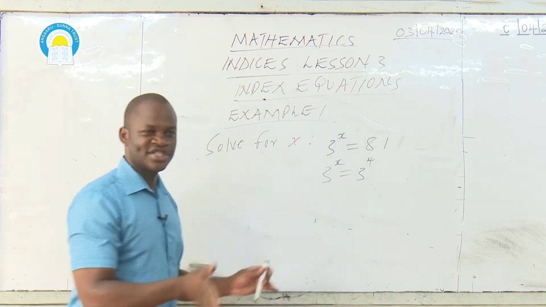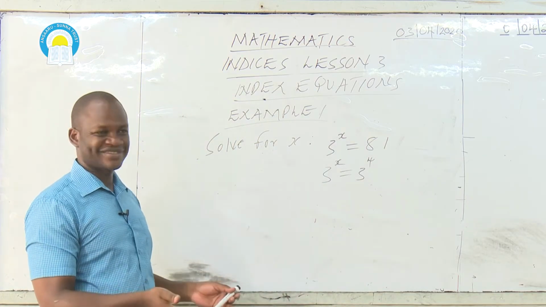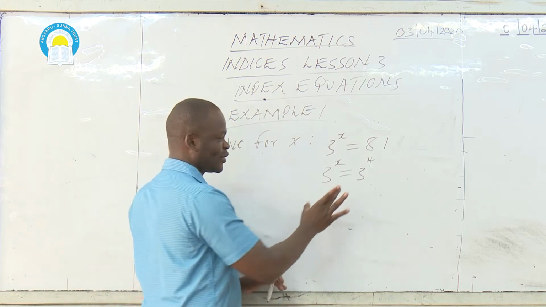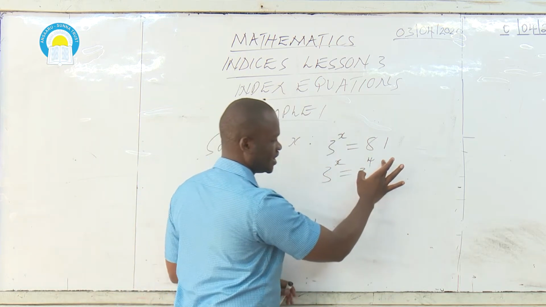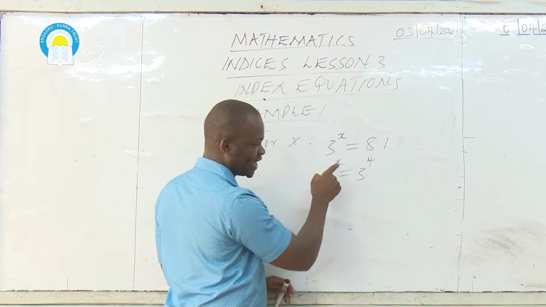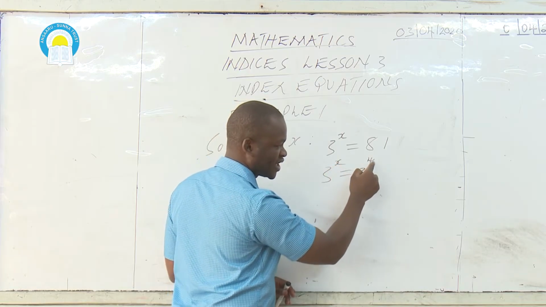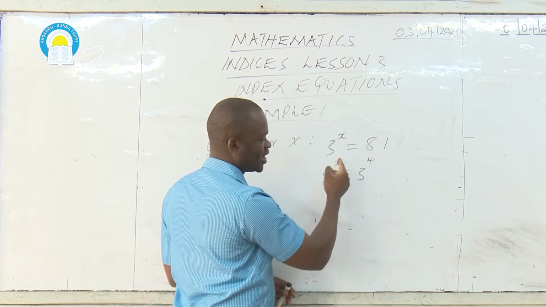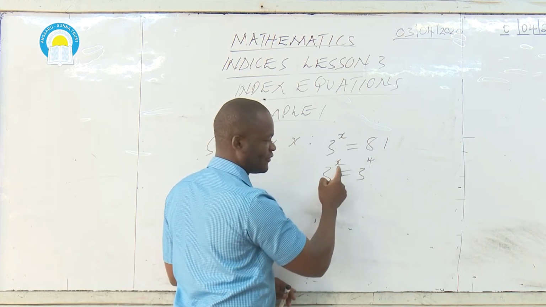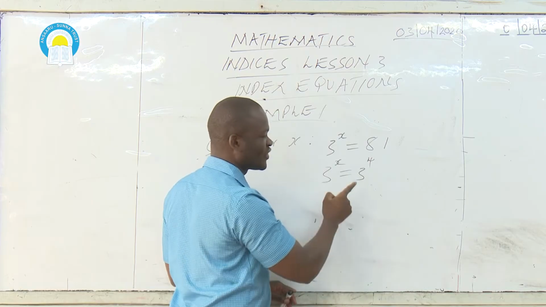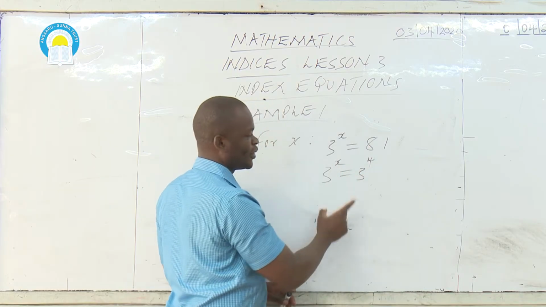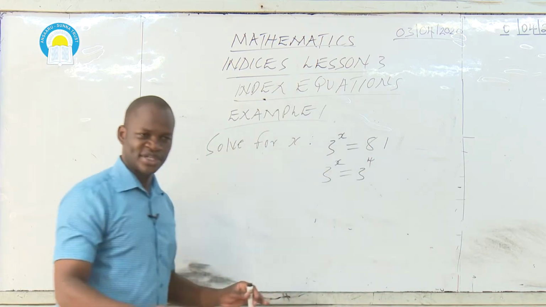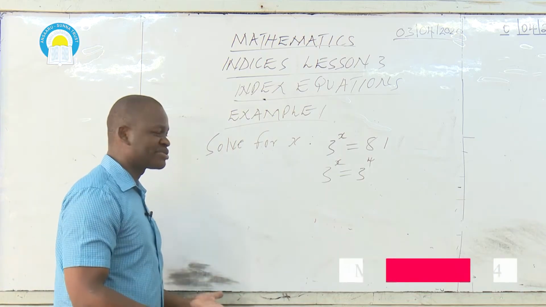Now, logically, the obvious argument will be, if at all this and that should be equal, x should be the same as whatever we have there. So x should obviously be 4. If x is anything apart from 4, this equation will not hold. So this is the argument we use.